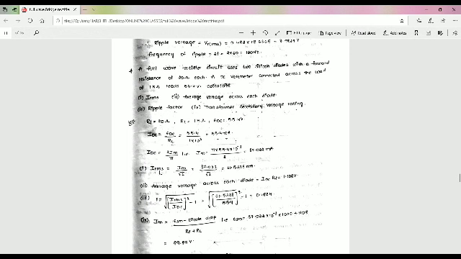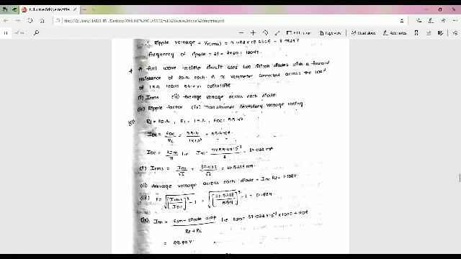IRMS equals Im by root 2. Im is also known. IDC equals EDC by RL, so we get 55.4 milliamperes. IDC equals 2Im by pi, so we get Im equal to 87.022 milliamperes. Substituting this, we get IRMS as 61.5338 milliamperes. The average voltage across each diode is IDC into RF, that is equal to 1.108 volts.